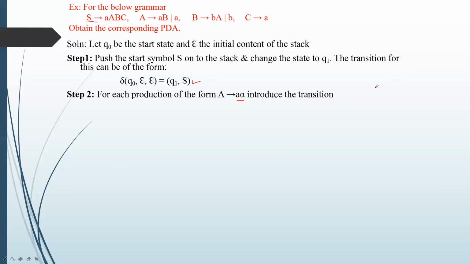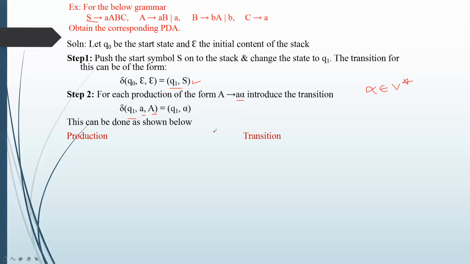Once that is pushed onto the stack, the next step is, for each production of the form A produces aα, where α belongs to variable star, introduce the transition. That is, you are in the state Q1, because now you have changed the state to Q1. Input is a, and top of the stack is A: δ(Q1, a, A) = (Q1, α). Whatever we have on the right hand side of the production has to be written here as Q1 comma α. This can be shown as below.